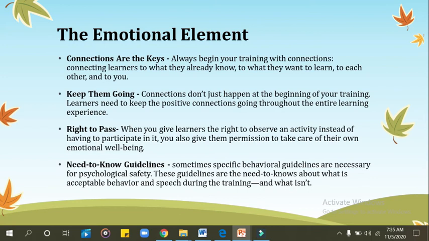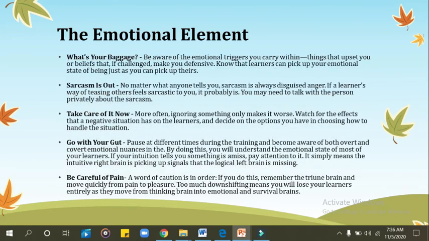Then we have need to know guidelines. Sometimes specific behavioral guidelines are necessary for psychological safety. These guidelines are the needed knowledge about what is acceptable behavior and speech during the training. Then we have what's your baggage. Every person walking into the training room brings along his own emotional baggage. That is the thoughts and behaviors that cause the downshifting into emotional and survival brains.